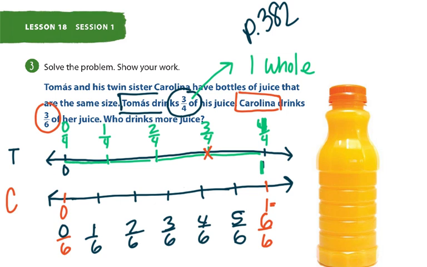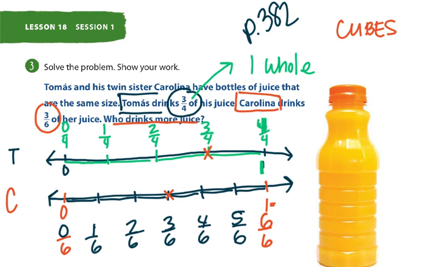And I'm marking 3/6. But let me count and make sure that I broke it apart right. 1, 2, 3, 4, 5, 6. Good. I broke it apart into the right denominator. And I can see that I marked 3 sixths right here. So I've done everything right. Who drinks more juice? Me. Remember, you're using your CUBES strategy. So you're circling, you're underlining, you're boxing, you're drawing, then we're solving.